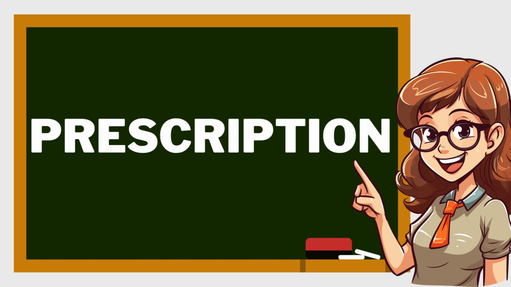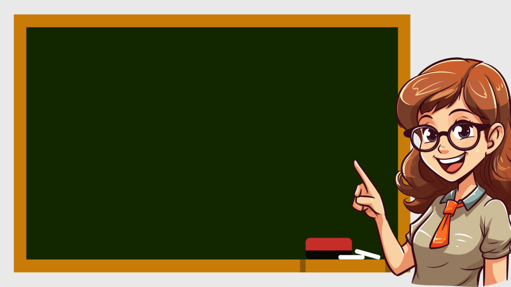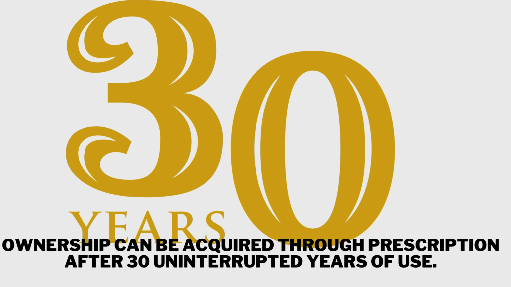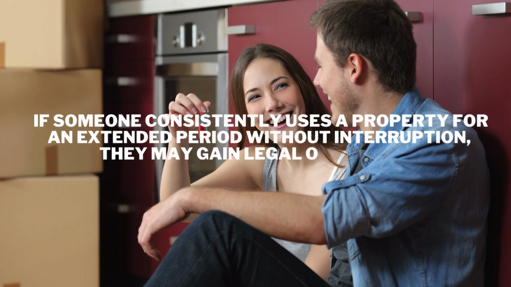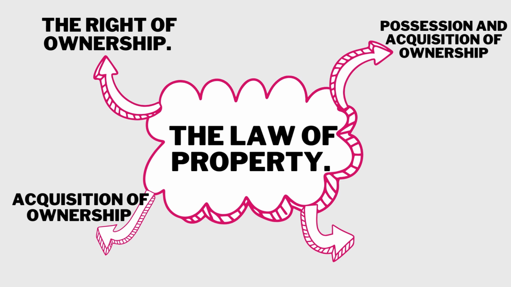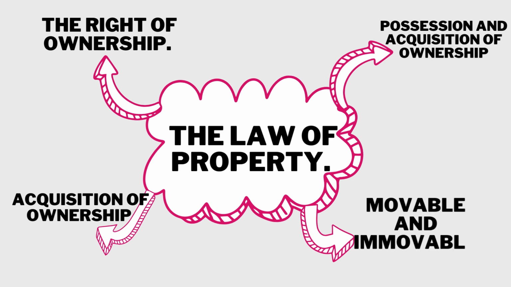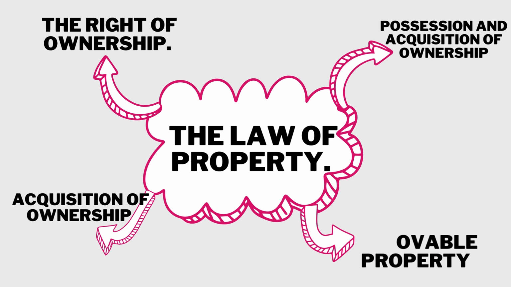Now with prescription, ownership can be acquired through prescription after 30 uninterrupted years of use. If someone consistently uses a property for an extended period without interruption, they may gain legal ownership. Number 4, movable and immovable property.